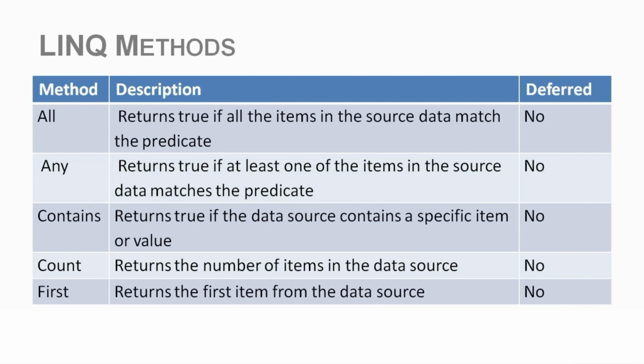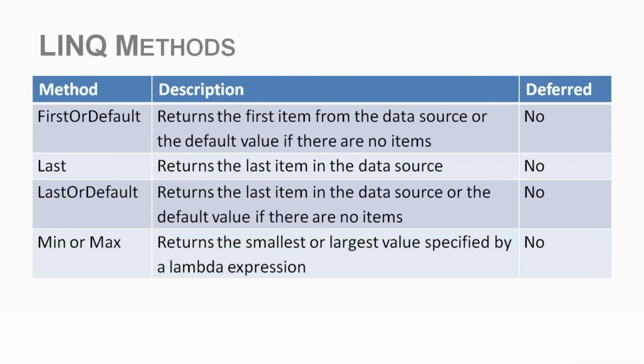The all method is going to return true if all the items in the source data match the predicate, in other words, the where clause. And any correlates to all a bit, but it'll return true if at least one of the items in the source matches the predicate. So this is sort of an and or an or logic. We also have a contains method, a count method, and a first method, and those are all fairly self-explanatory. And because none of those actually return an enumerable collection, none of them are deferred.